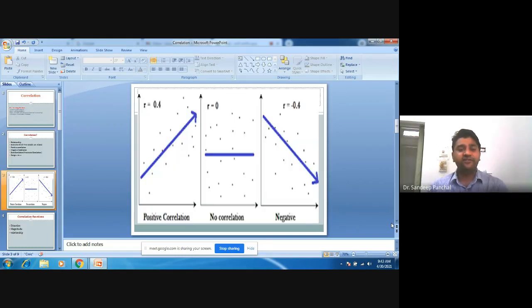Let's see the graph. Positive correlation, and no correlation means there is no relationship between the variables. Two things are not related to each other. Both are different. As you can see in the positive correlation, both variables are increasing in one direction. If height increases, then weight is also increasing in the same manner.